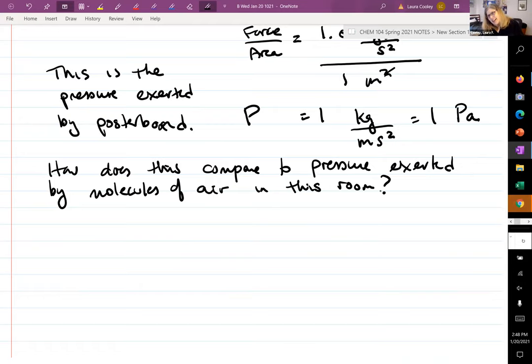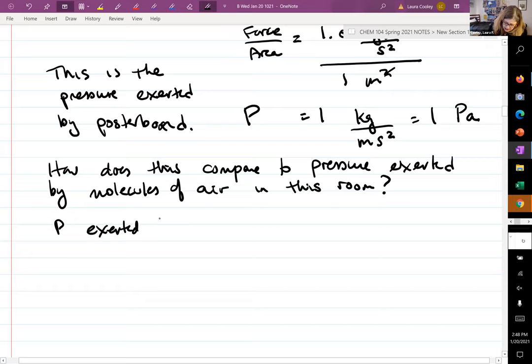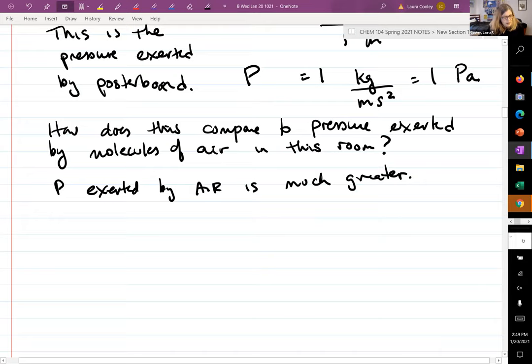So it must be that the air pressure, this answer is so surprising that I'm astounded by it every time I say it. So I guess I would say that the pressure exerted by air is so much greater. And so here's the answer. The pressure that's exerted on our bodies, on the walls, everything is way more than what this poster board exerts.